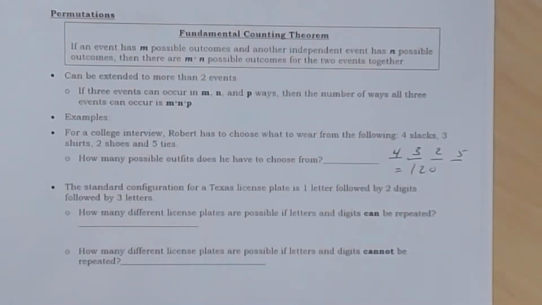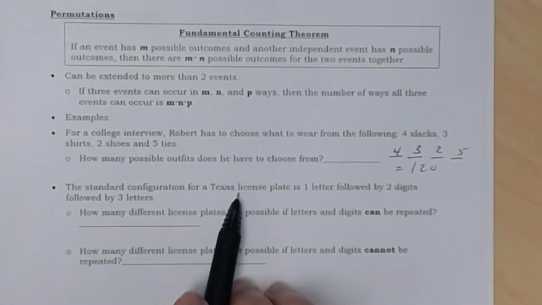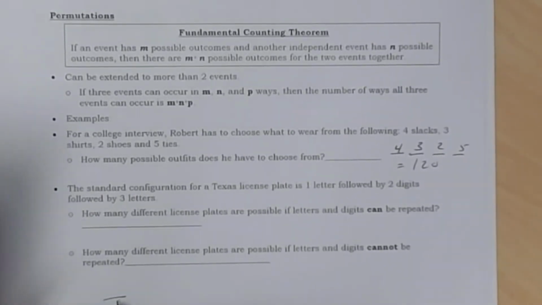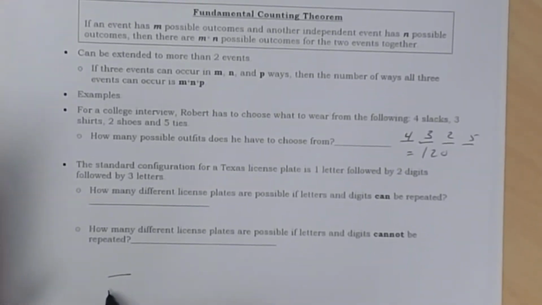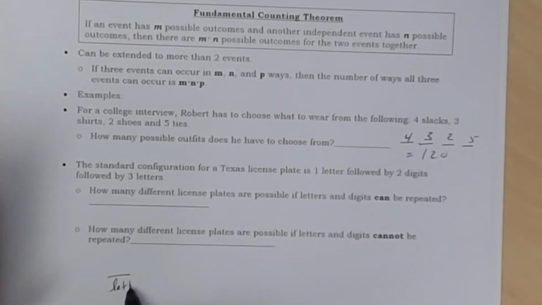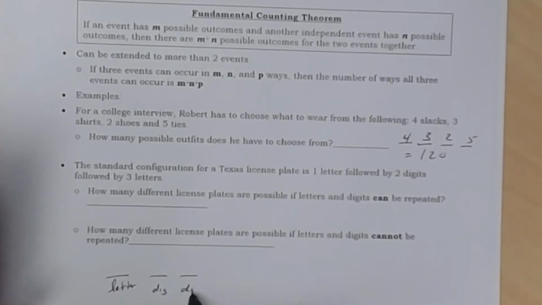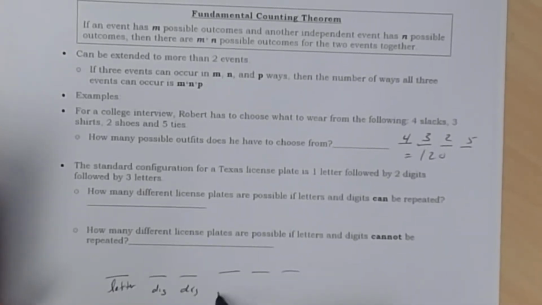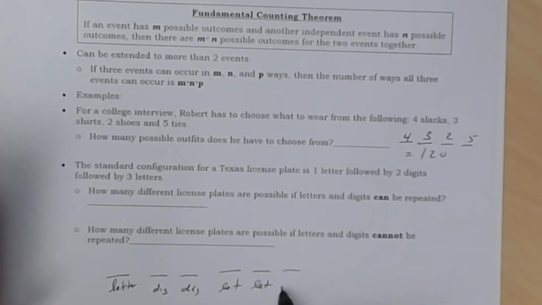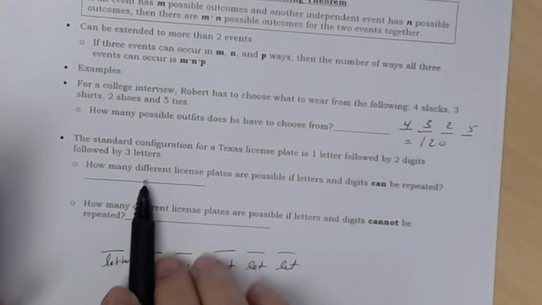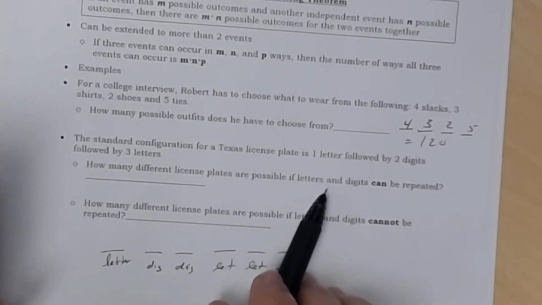So the next example says the standard configuration for a Texas license plate is 1 letter, followed by two digits, and then followed by 3 letters. So letter, digit, digit, letter, letter, letter. It asks: how many different license plates are possible if the letters and digits can be repeated?